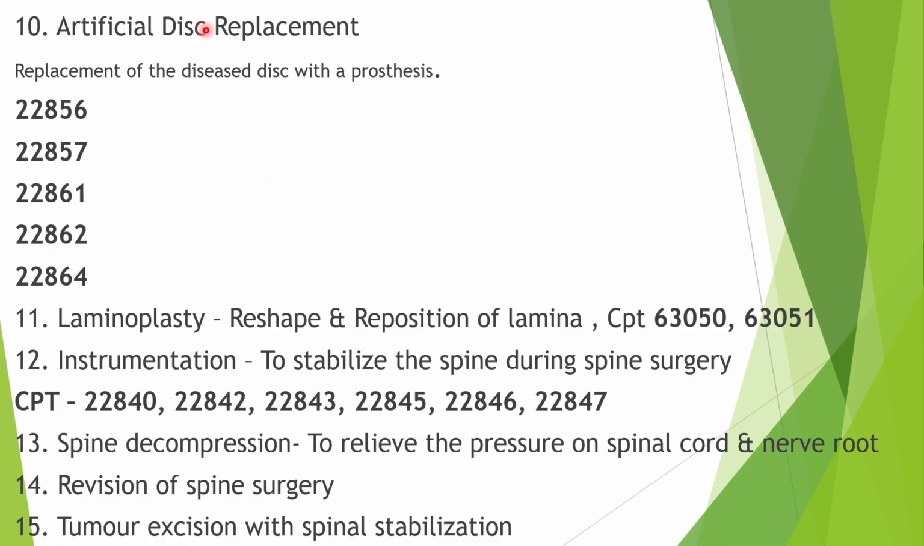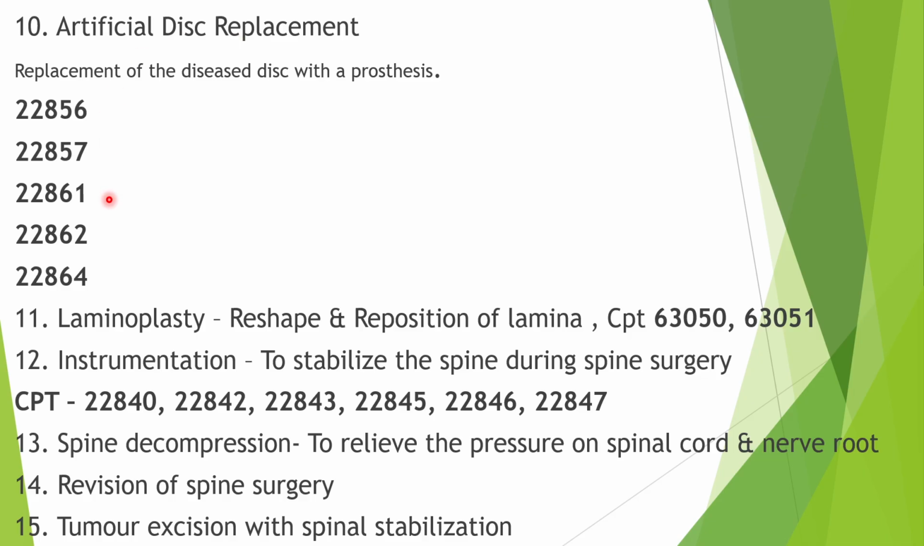Next one is artificial disc replacement, which is a replacement of the diseased disc with a prosthesis. So these were the CPT codes for artificial disc. So artificial disc replacement, we can say, is removal of the damaged spinal disc and replacing it with an artificial implant to relieve the pain while preserving normal spine movement.